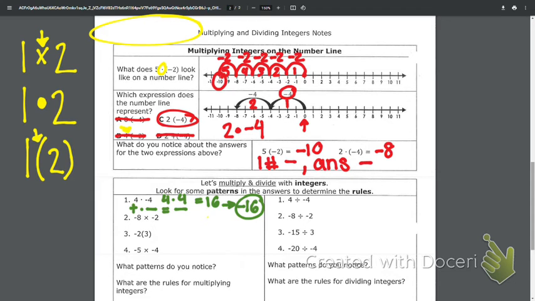We'll do this again with number 2. I have -8 times -2, so negative times a negative means that my answer will be positive because they have the same sign. Now I'm just going to do the multiplication. 8 times 2 is also 16, so that means that the answer for this one will be positive 16.